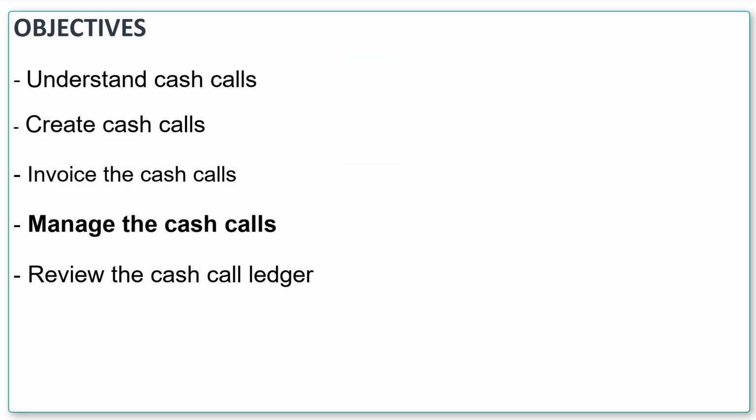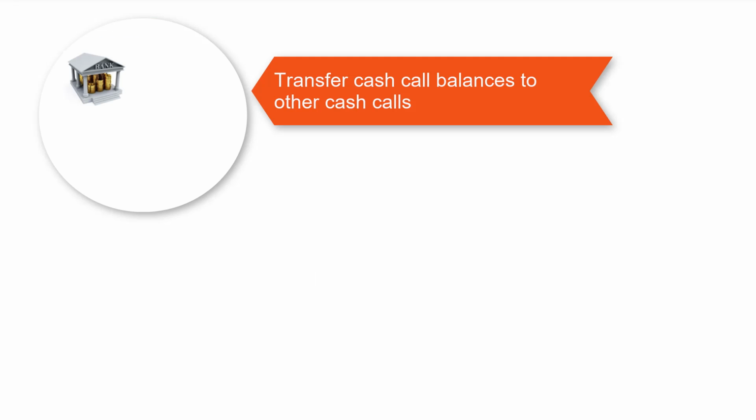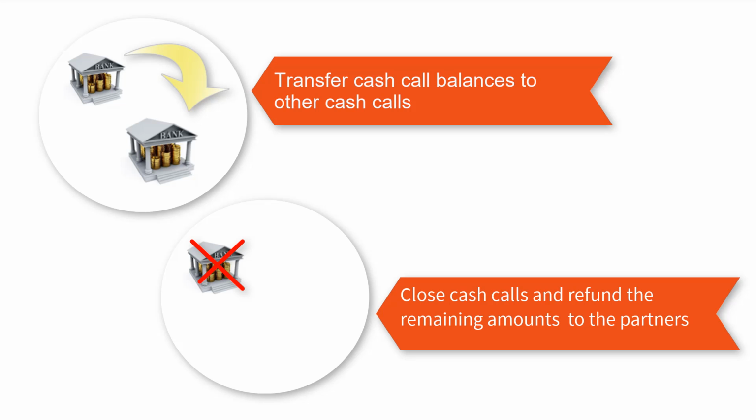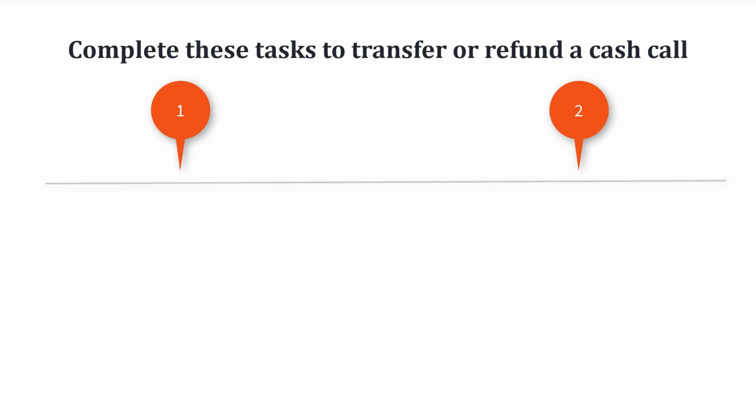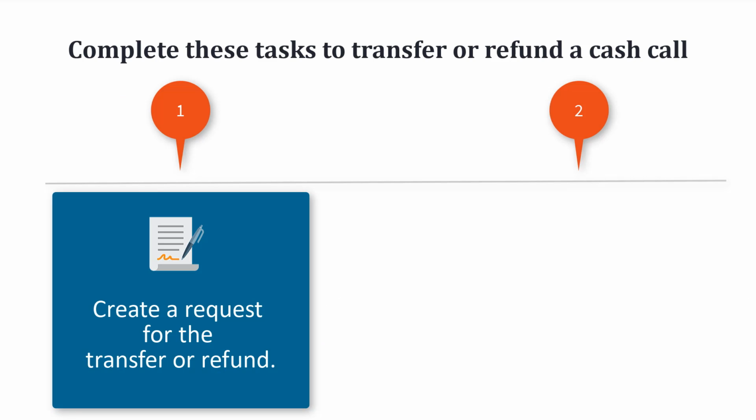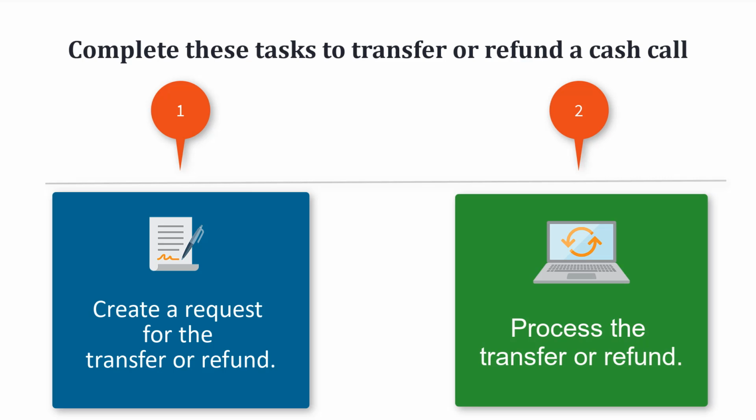Now, let's see how the managing partner can manage the cash calls. The managing partner can transfer cash call balances to other cash calls, close cash calls, and refund the remaining amounts to the partners. To carry out these processes, you must perform two actions: create a request for the transfer or refund, and process the transfer or refund.